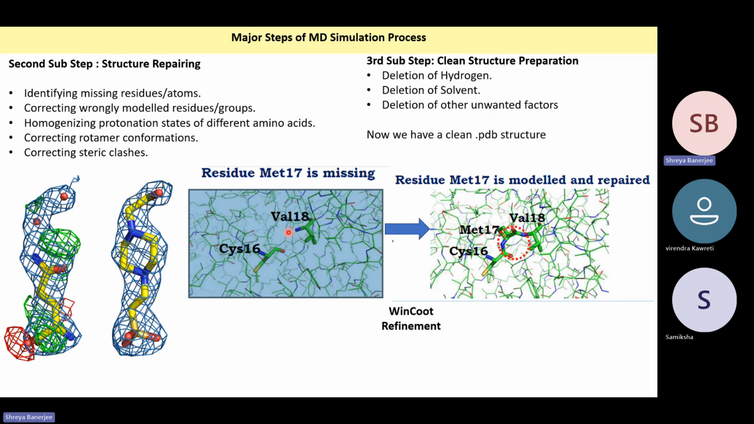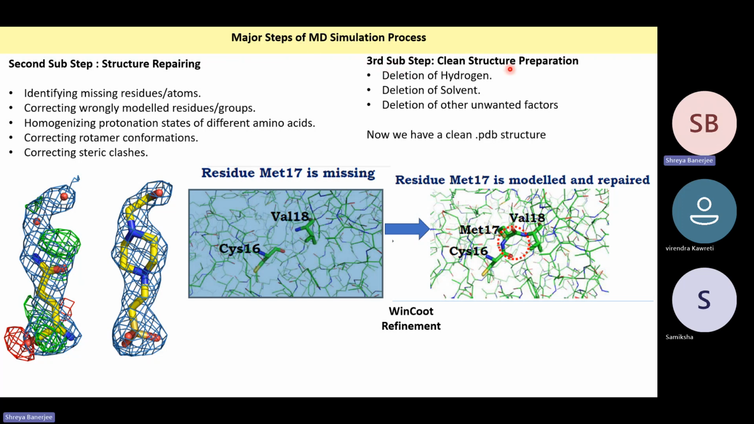There can be missing residues. Suppose when you have modeled, you can see that there is a cysteine 16 and valine 18, but residue 17 is missing. Then you can see what amino acid will fit in this space, and you can refine the structure to include residue 17. Here it was seen that methionine is fitting, so they have included methionine. Like this, the structure that you initially obtain is repaired. Other than that, if there are steric clashes, that is corrected. If the rotamer conformation of the side chain is incorrect, that is corrected, and so on.